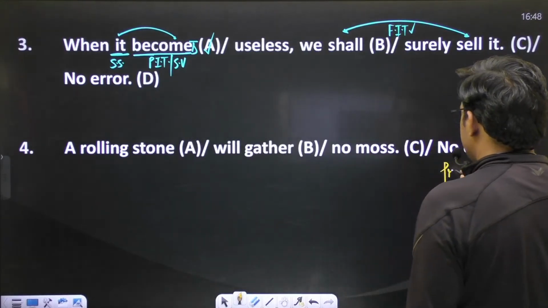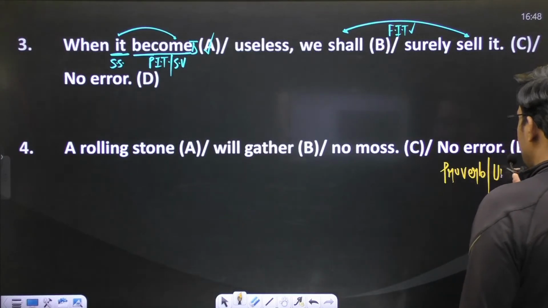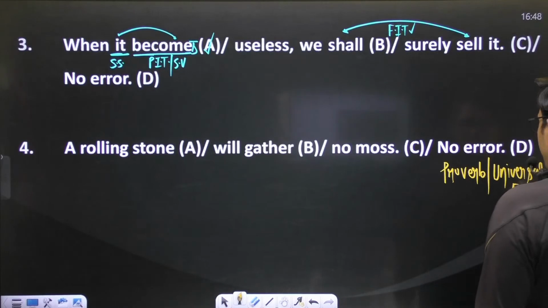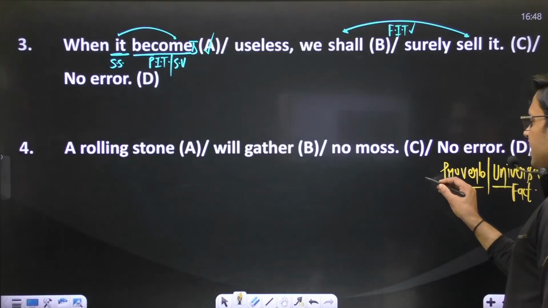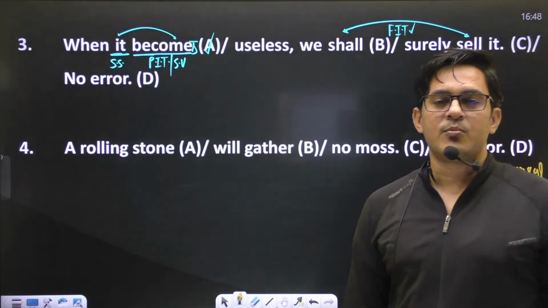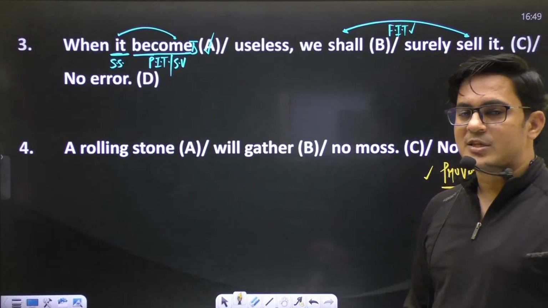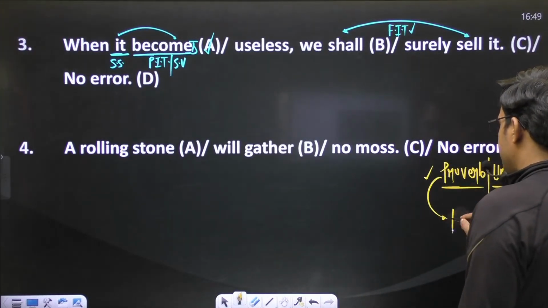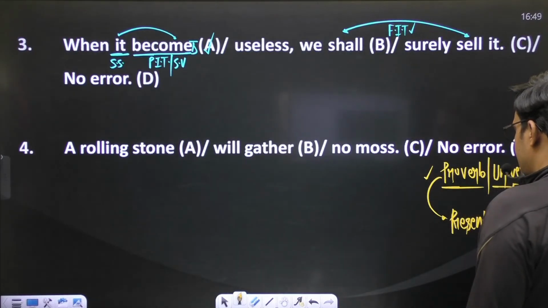This sentence is a proverb, and as you know, all proverbs and universal facts, scientific facts, right? Proverb means any dictum, axiom, maxim, adage, or saying, you can say. All proverbs and universal facts demand present indefinite tense. You have to maintain present indefinite tense.